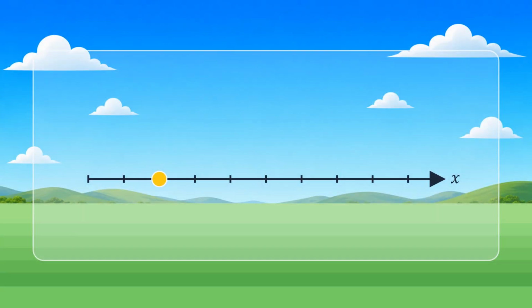Until now, we often pictured motion along one straight line. A body moved left or right along a road, so one coordinate axis, usually the x-axis, was enough. But real motion often spreads across a plane.